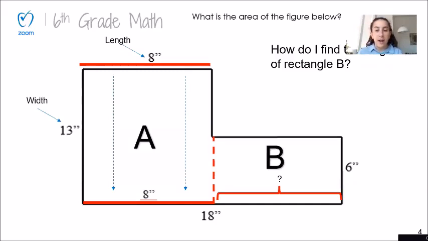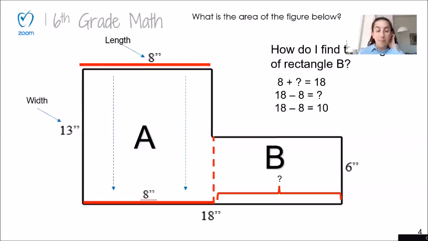So I need to figure out what is the length of rectangle B. As I'm looking here, I see that the entire length of this whole line is 18. A piece of it is 8, and another piece is missing. So I know from 5th grade that I could say that 8 plus that unknown part will give me 18. In other words, 18 minus 8 will give me my unknown piece. I know that 18 minus 8 is 10. So the length of rectangle B is 10 inches.